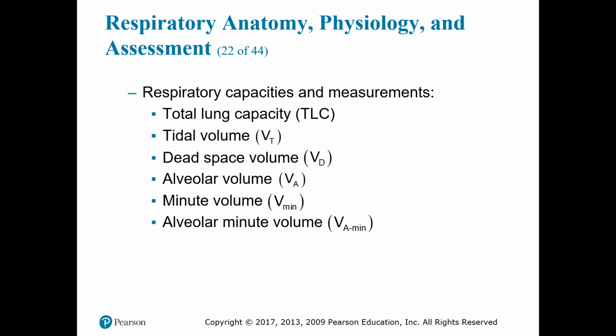We need to know total lung capacity. Total lung capacity is the maximum lung capacity, the total amount of air contained in the lung at the end of maximal inspiration, and in the average adult male, this volume is approximately 6 liters.